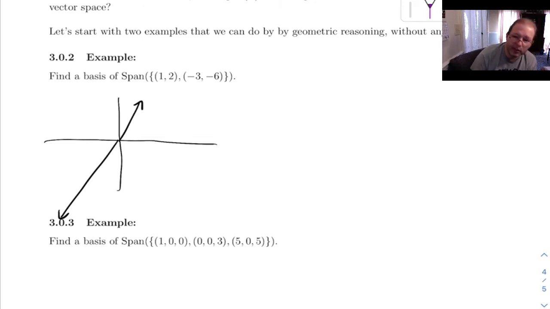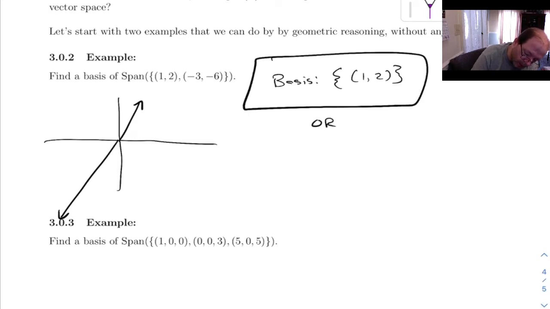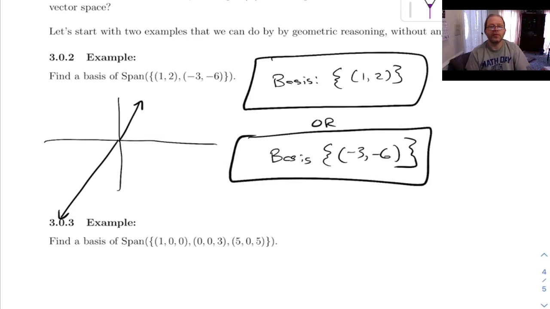So we can toss really either one of these and come up with a basis. So a basis of this would be either (1, 2), or you could throw away the (1, 2) and keep the (-3, -6). So those are two different bases of this vector space that we're looking at, just a set of vectors that lie on this line. Now, those aren't the only ones. You could also use anything else on that line. You could say the set with just (2, 4). That's also a basis, and so on.